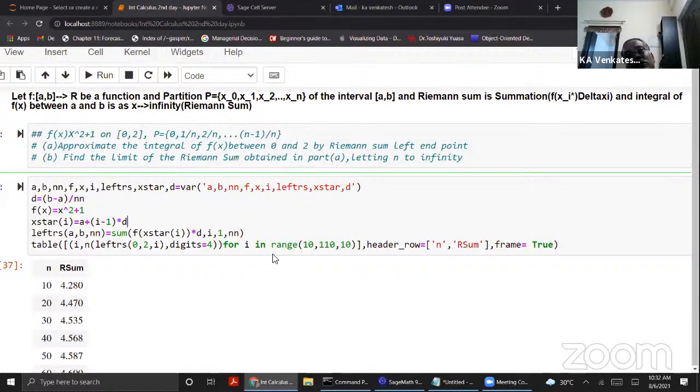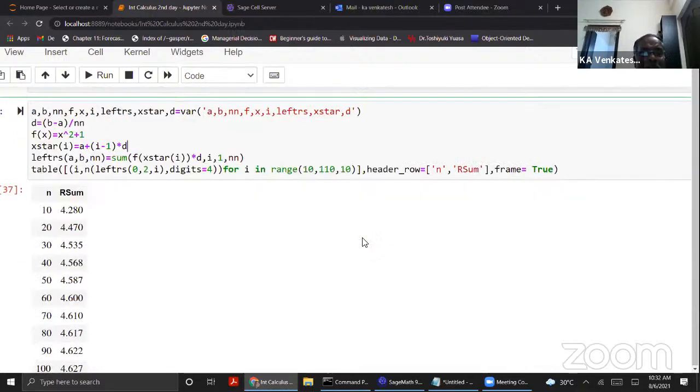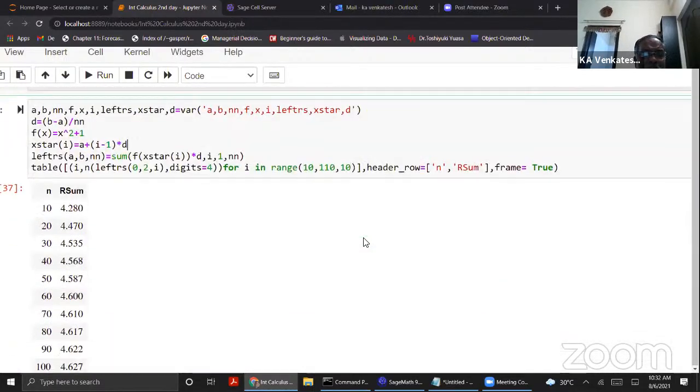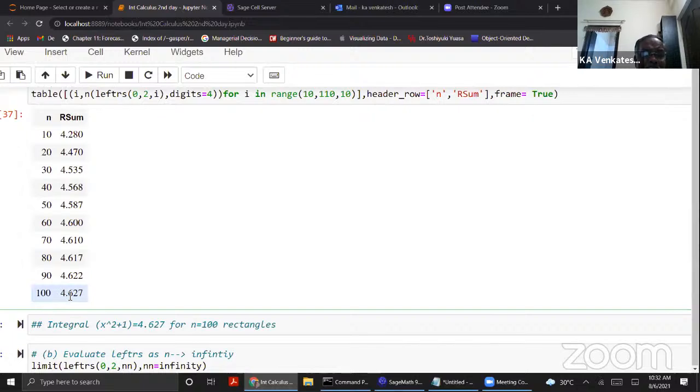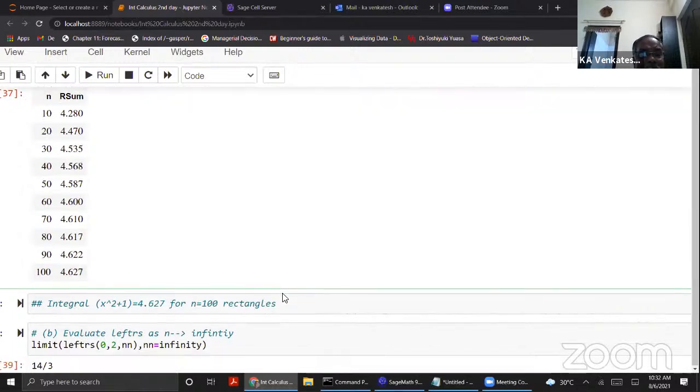So when you draw these squares, the area between the curve and the x-axis, you draw the rectangles using the left endpoint, right endpoint, or midpoint. Depending on the problem, all of them will converge to the same value. We have done this part. With 100 intervals, 4.627 is the answer, so with 100 rectangles we are getting this.